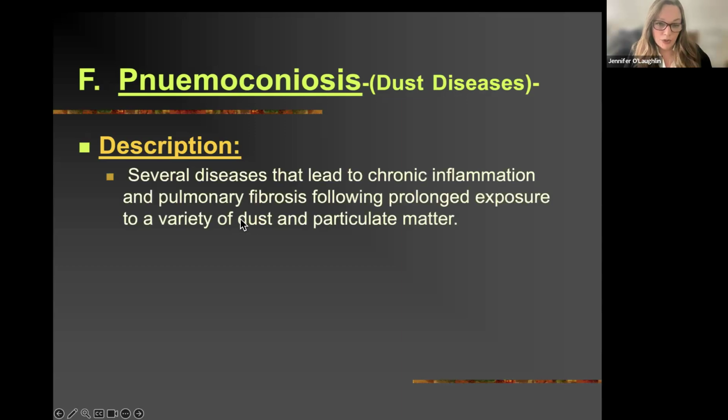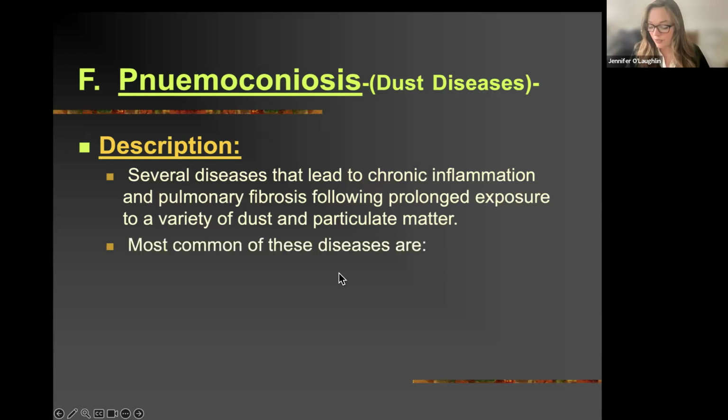So what is a pneumoconiosis? It's several diseases, not just one, that cause a chronic inflammation and fibrosis of the pulmonary tissue after exposure. The exposure tends to be ongoing, prolonged exposure. Often it's occupational exposure to some kind of particulate matter. There are a lot of dust diseases. I'm going to talk about the most common ones. There are 3 we're going to cover in class.